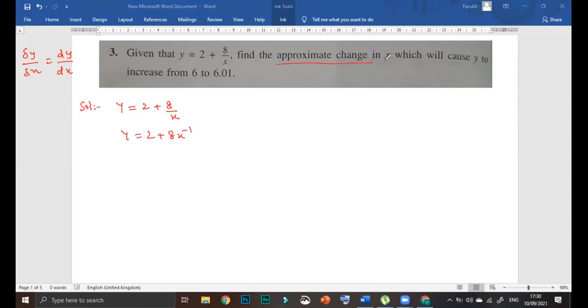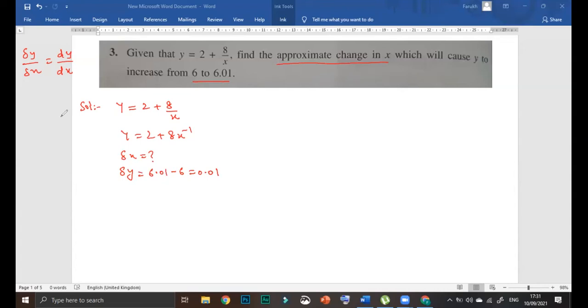Find the approximate change in x. When there is a word approximate, it means we will use the rule for small changes. So del x is equal to question mark, which will cause y to increase from 6 to 6.01. Del y. The method of finding the change is to subtract the old value from the new value, sir? No. New value minus old value. Del y is 0.01.